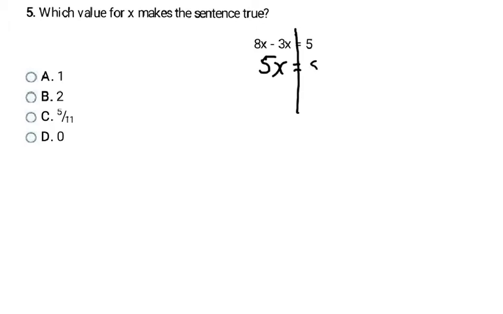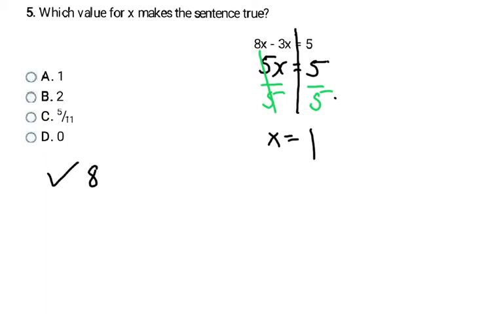So then I have 5x equals 5, and it's a single step equation. I have this 5 times x. So to undo that multiplication, to get x by itself, I'm going to divide both sides by 5. And when I divide both sides by 5, I'm left with x equals 5 divided by 5, which is 1. And once again, I can check that.